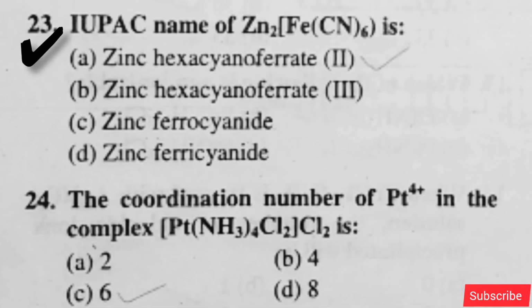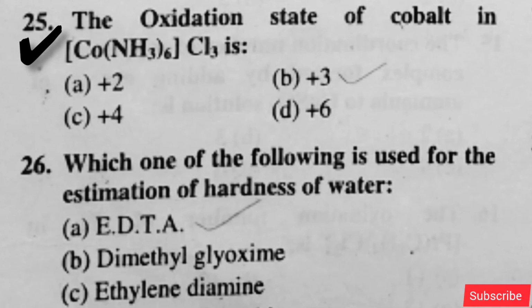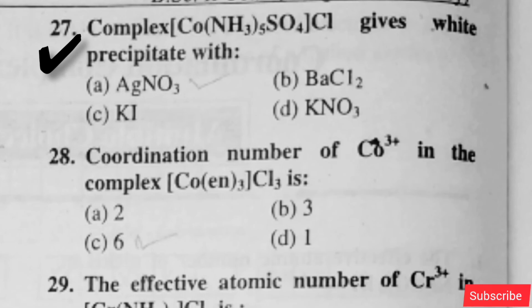IUPAC name of Zn2[Fe(CN)6] is. Option A is right. 24 question number is the coordination number of Pt4+ in the complex this is. Option C is right. 25 number question is the oxidation state of cobalt in this is. Option B is right. 26 number question is which of the following is used for the estimation of hardness of water. Option A is right. 27 number question है complex this gives white precipitate with. Option A is right. 28 question है coordination number of Co3+ in the complex this is. Option C is right.